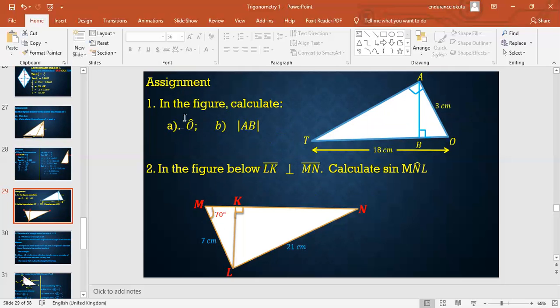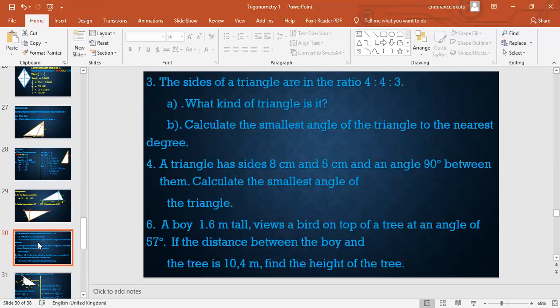In this question, you have to find the value of the angle at O and the length AB. For question 2, we are told that LK is perpendicular to MN. Calculate the angle MNL, the angle here. So these are further questions I want you to attempt. When you have any challenge, feel free to chat me on my Google platform.